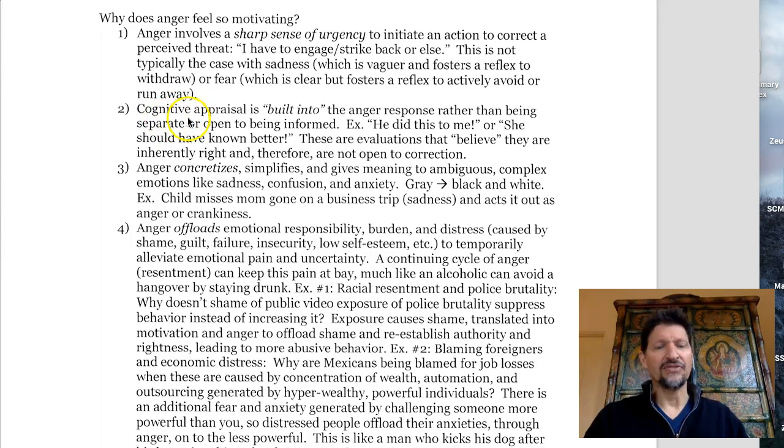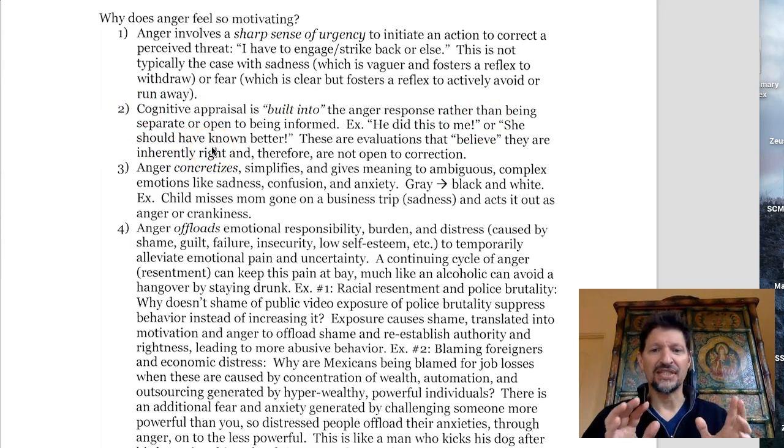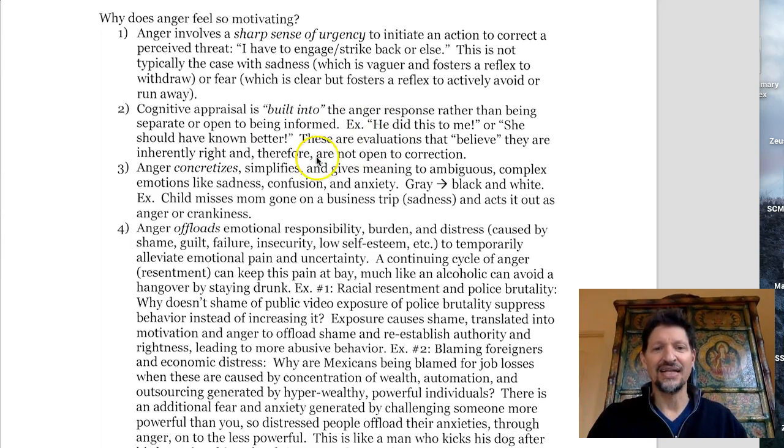Okay? In anger, the cognitive appraisal is built into the anger response rather than being separate or open to being informed. For example, he did this to me, or she should have known better. These are statements which assume these evaluations are inherently right and therefore not open to correction.